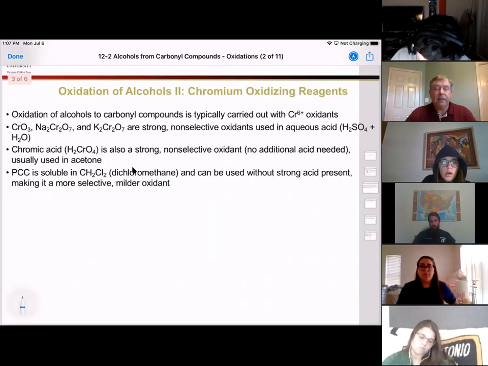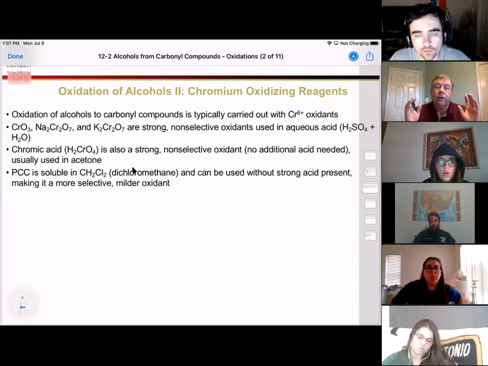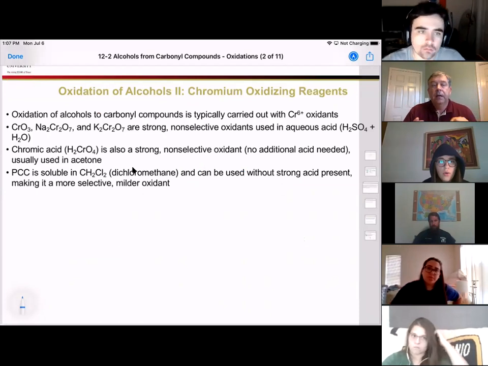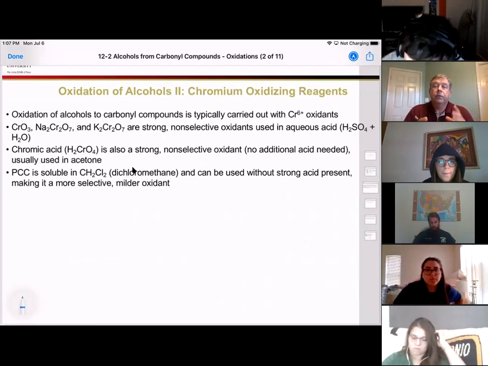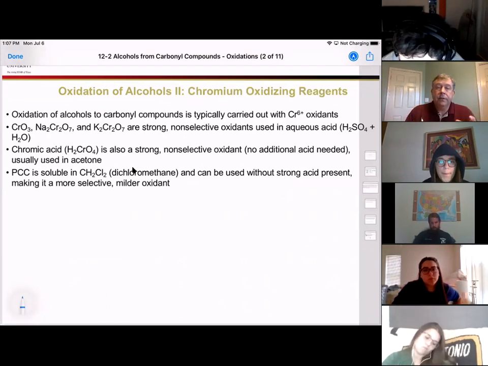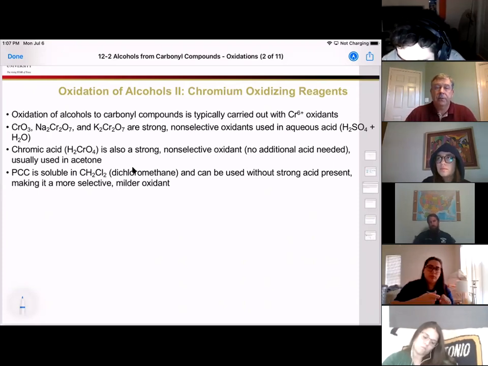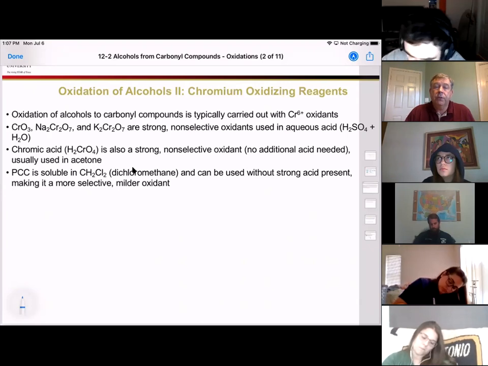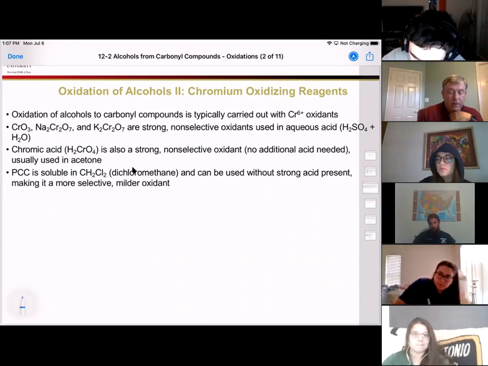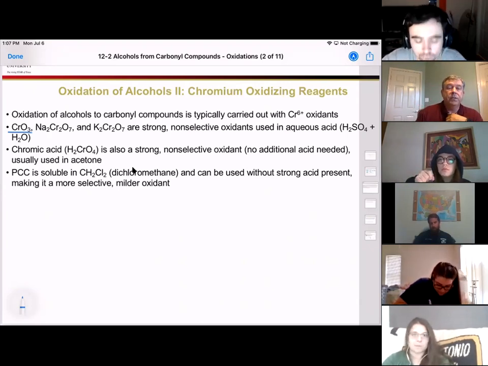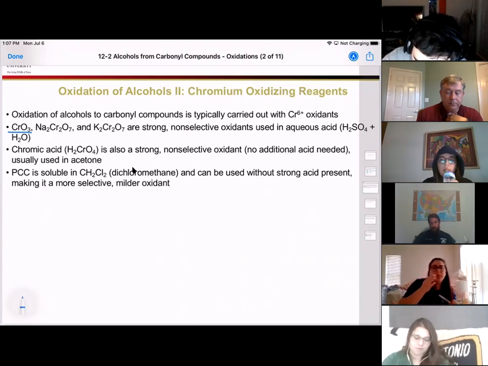So the first set of oxidizers I want to talk about are the chromium oxidizing agents. Now, all of these typically use chromium in its oxidation state +6, and it will transfer oxygen off of that chromium onto the carbon substrate. And we have a few different versions of this that we can use. We have what we call chromic oxide, which is CrO3.